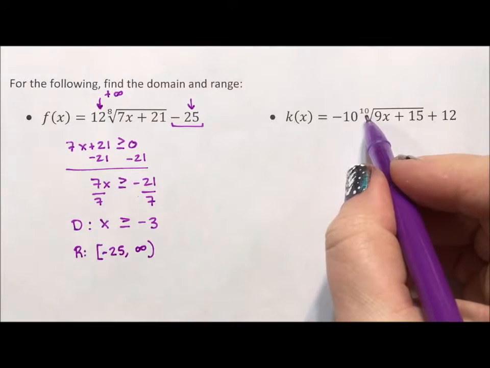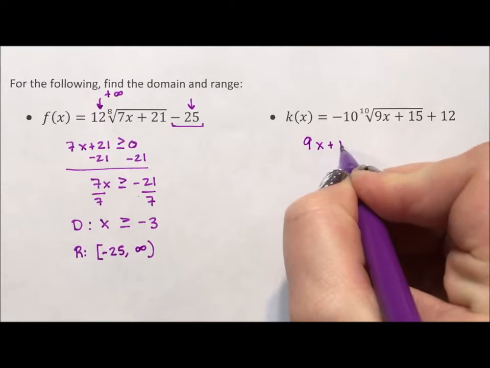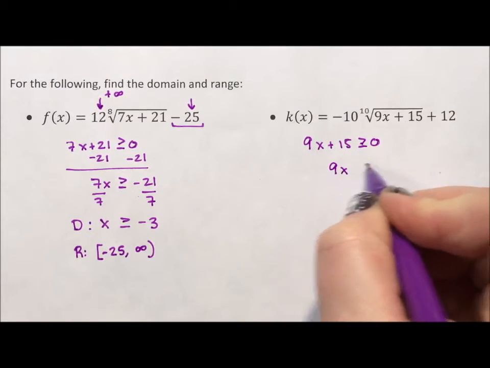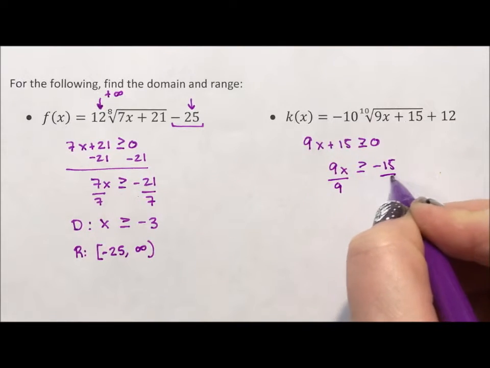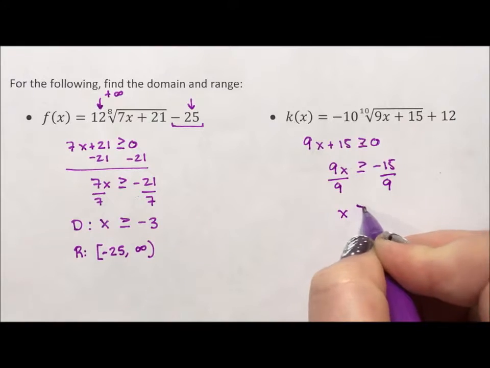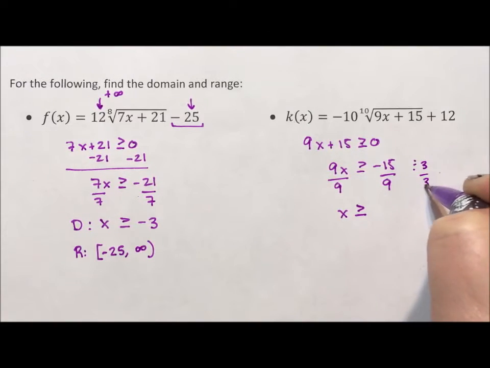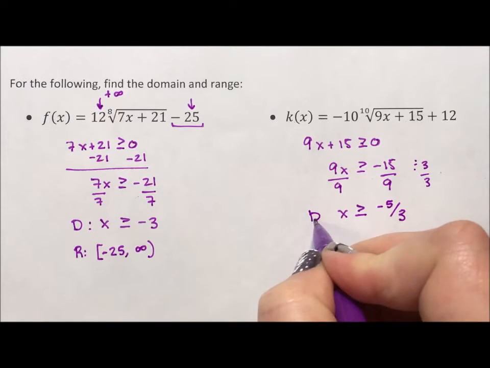For our second one, because this is even, we do the same thing. We say that 9x plus 15 has to be greater than or equal to 0. 9x has to be greater than or equal to negative 15. Divide by 9. And x has to be greater than or equal to, I'm going to reduce this fraction. I'm going to take a 3 out of top and bottom, and I'm going to get negative 5/3. And that's going to be my domain.